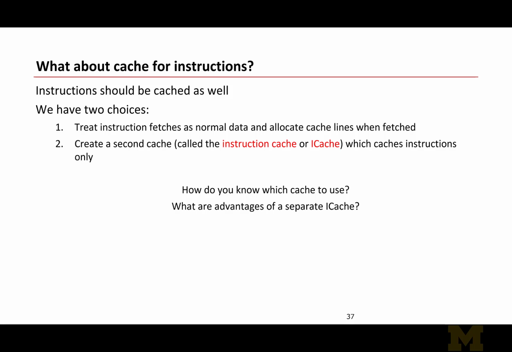machine code. And so for every instruction, you have to access the memory system. Obviously, accessing main memory for every instruction would be expensive. So just like data, we would like to cache instructions as well.